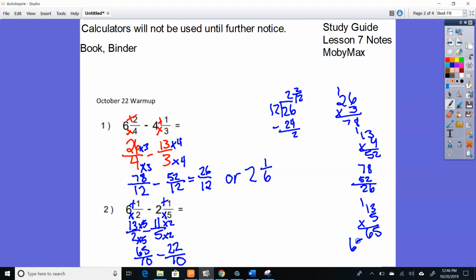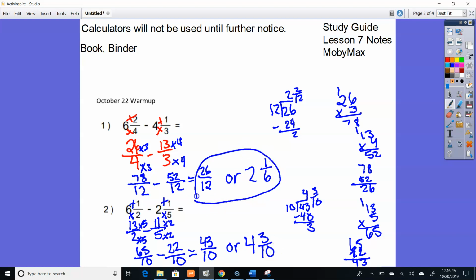So then 65 minus 22 is 43. Change it to a mixed number. 10 will go into 43 4 times with 3 left over, so 4 and 3 tenths. Okay, so those are the answers.